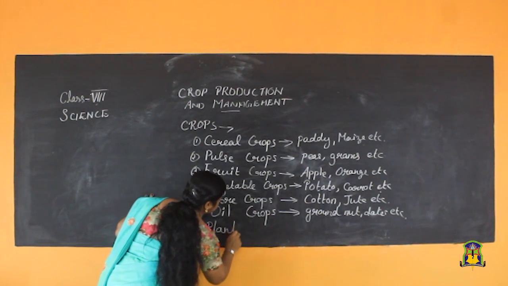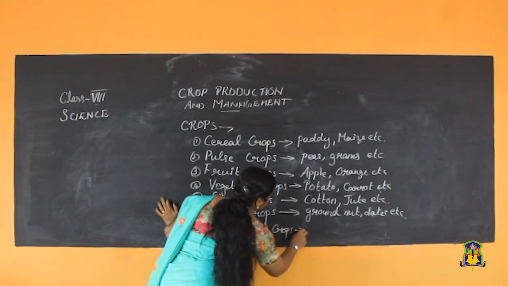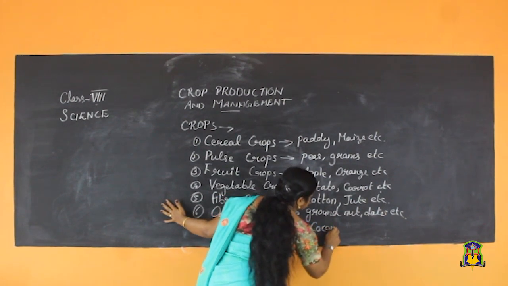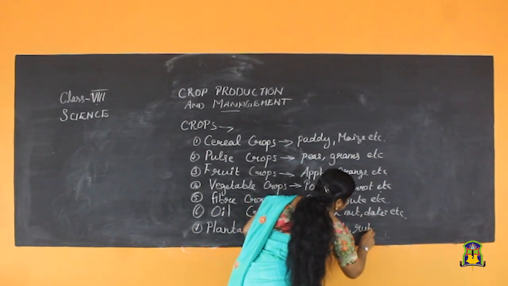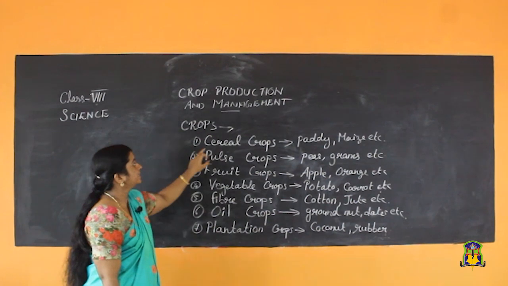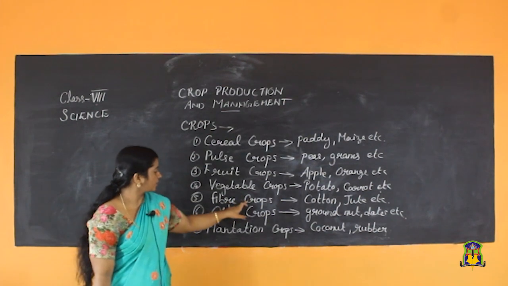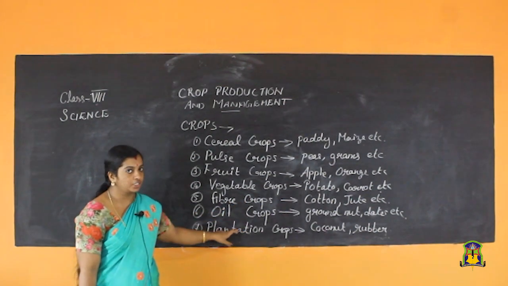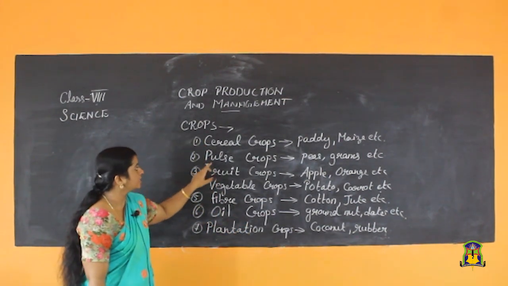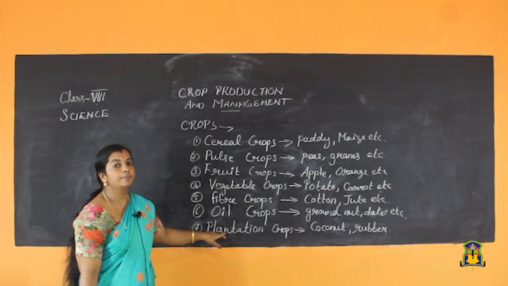Then comes plantation crops. Which are the plantation crops that we generally see in our area? Yes, coconut tree, rubber, etc. So, this is a general classification of crops, that is cereal crops, pulse crops, fruit crops, vegetable crops, fiber crops, oil crops and plantation crops. Hope you are clear with this. I repeat once again: cereal crops, pulse crops, fruit crops, vegetable crops, fiber crops, oil crops and plantation crops.